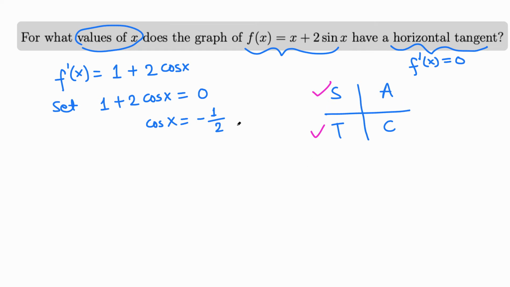Okay, and without negative this should be pi over 3. So we have values here 2 pi over 3. Cosine 2 pi over 3 is -1/2, and here 4 pi over 3. Okay, cosine 4 pi over 3 is just -1/2.